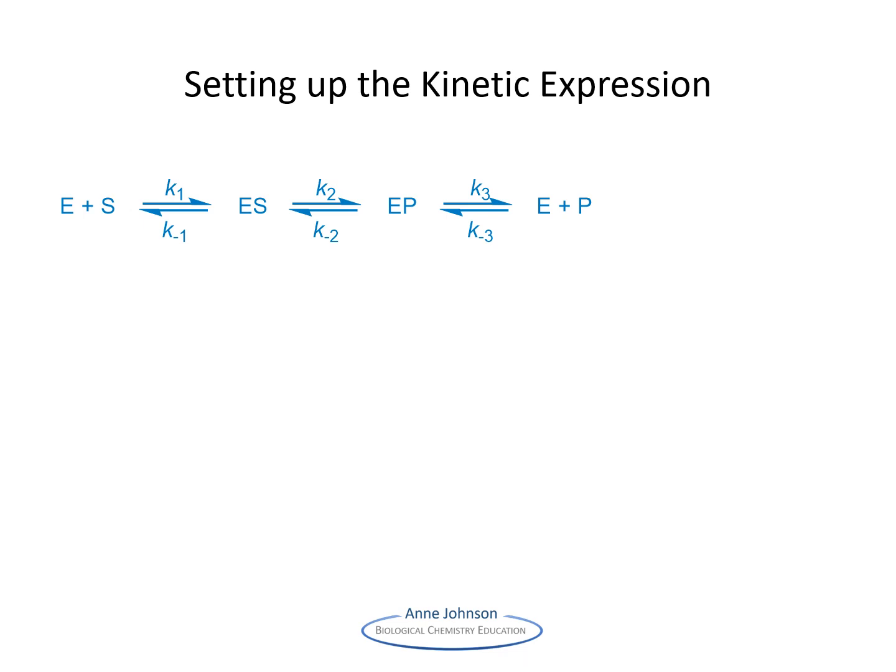The full set of steps for a single substrate, single product reaction involving an enzyme can also be shown in this way. Here we are considering that each of the steps is reversible, and we are showing the rates of reaction for each step in both directions. So K1 is the rate in the forward direction, and K-1 is the rate in the reverse direction. While this is the most complete way of thinking about the kinetics of an enzyme-catalyzed reaction, it is more complex than necessary. Let's see how we can simplify this expression.